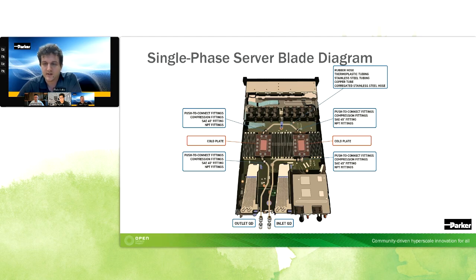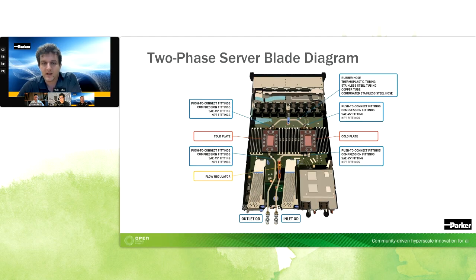And the next slide is going to be the same server diagram, but looking at a two-phase system. The main difference here on the two-phase side, as Yulin mentioned, is that flow rate control becomes much more important. So you're going to have a flow regulator in line with your cold plate in order to prevent dry out, because your media is going to start switching phase from liquid to vapor.